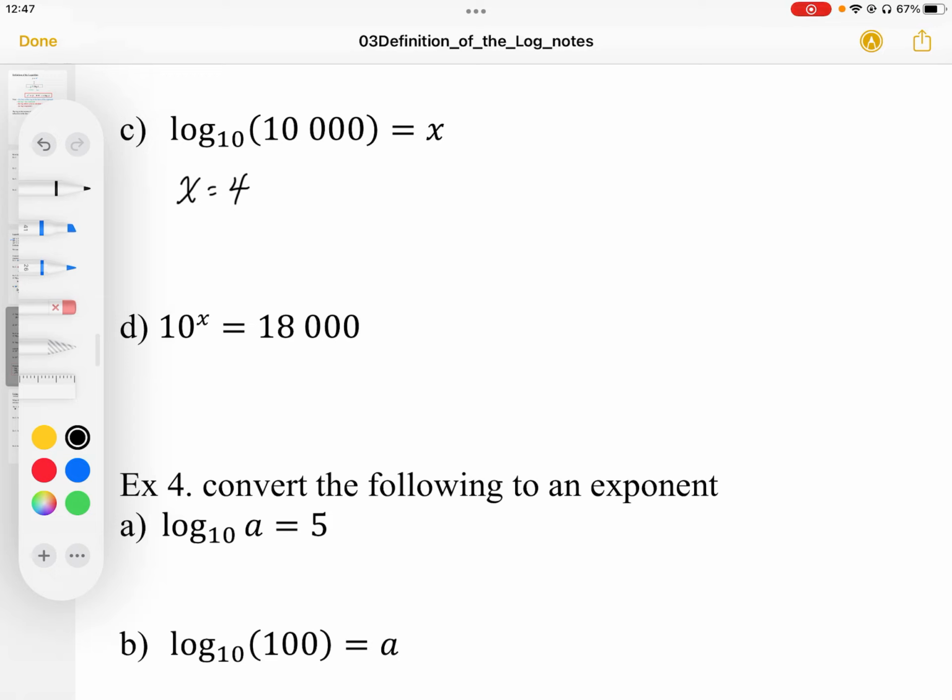For this one here, we're going to rewrite this as a log. So log base 10. The argument is going to be 18,000. Log always equals exponent, so it's going to be equal to x. This one here, 18,000 and base 10 are not related, so we're going to need our calculator. So when we plug this into our calculator, we get about 4.255.